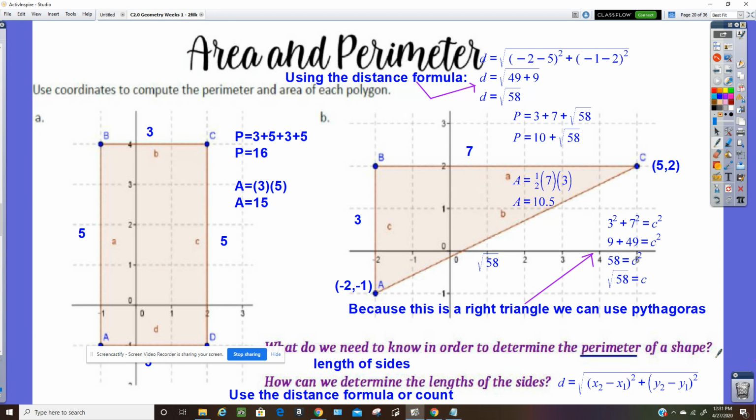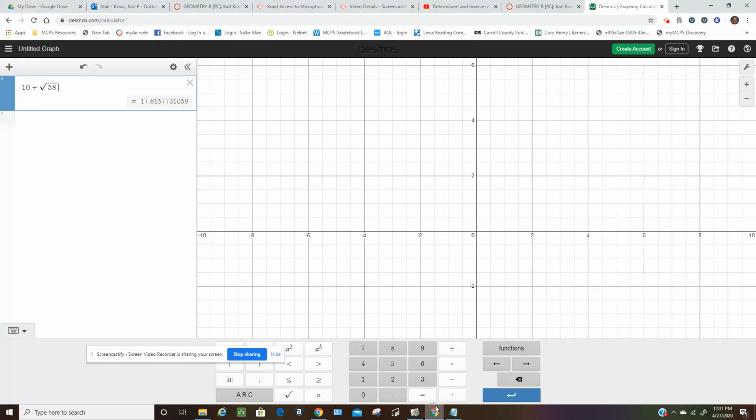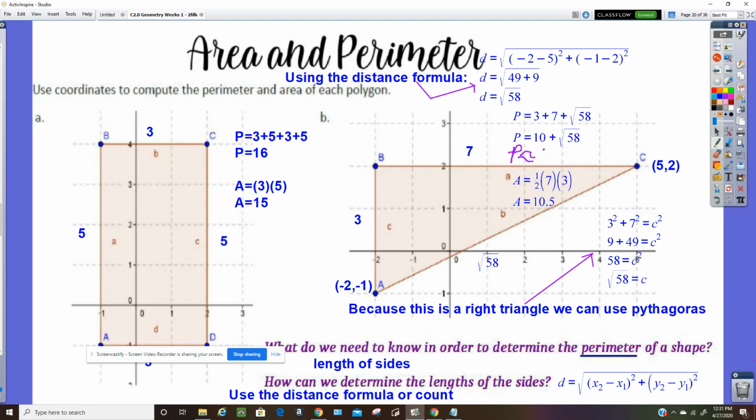So back here, I could actually write that my perimeter is approximately 17.6. Okay. And then the area of this triangle is 1/2 the base times the height. So I could use either of these for base and height. So 1/2 of 7 times 3, 1/2 of 21 would be 10.5.